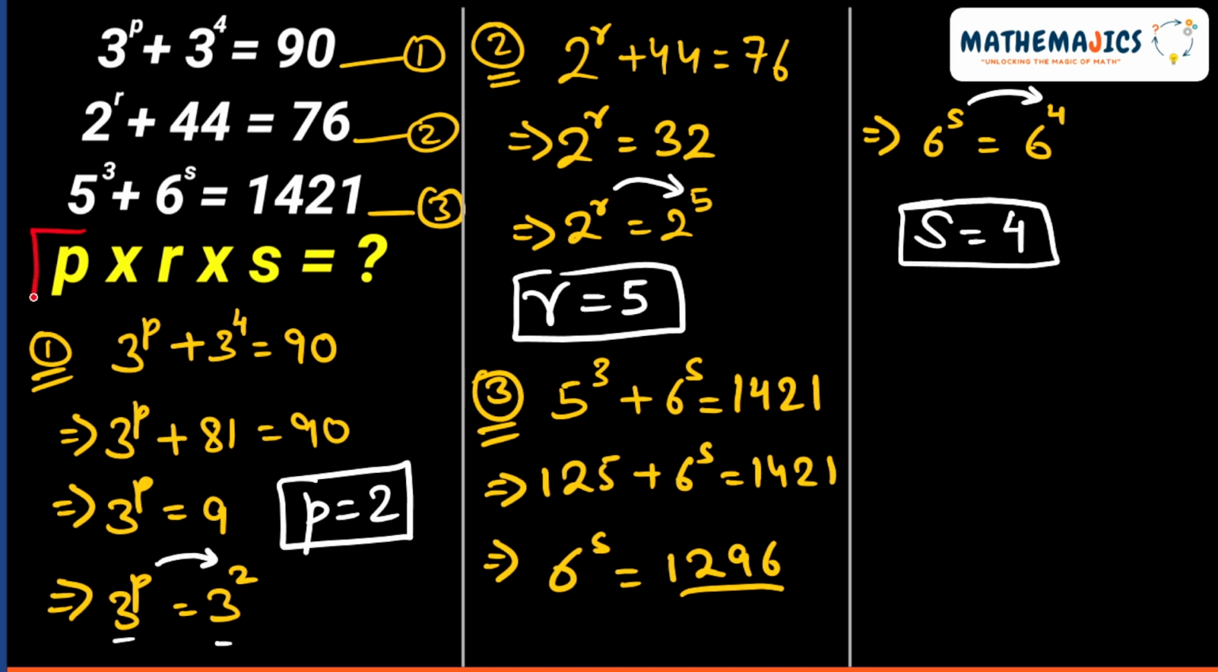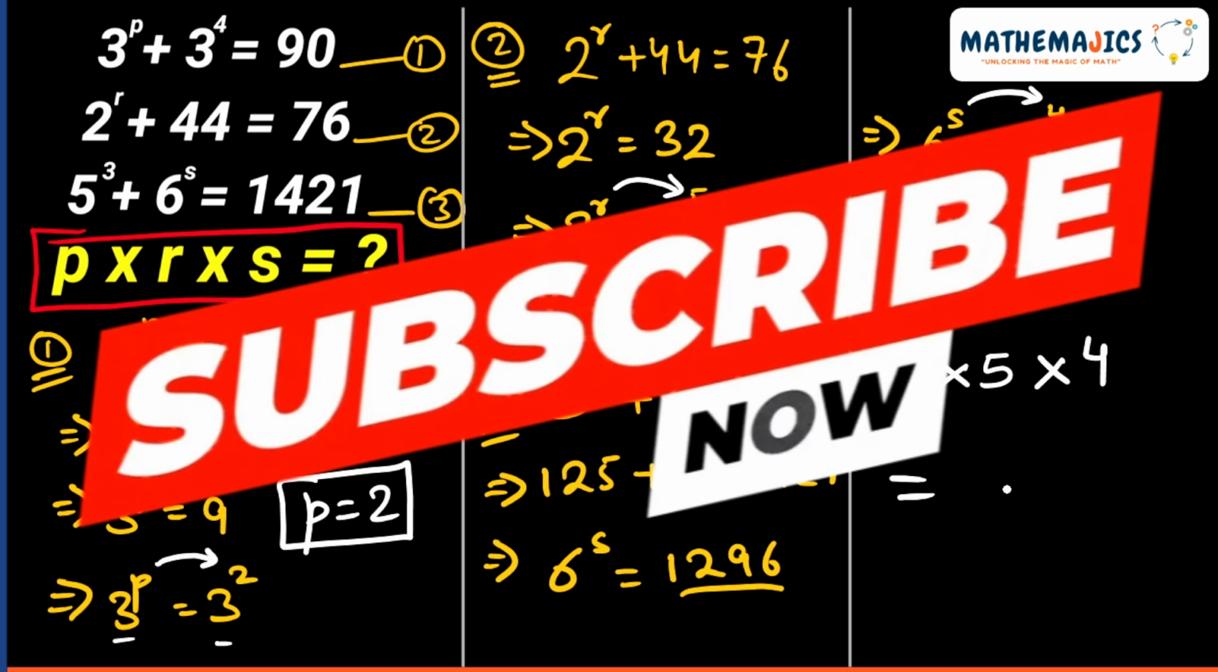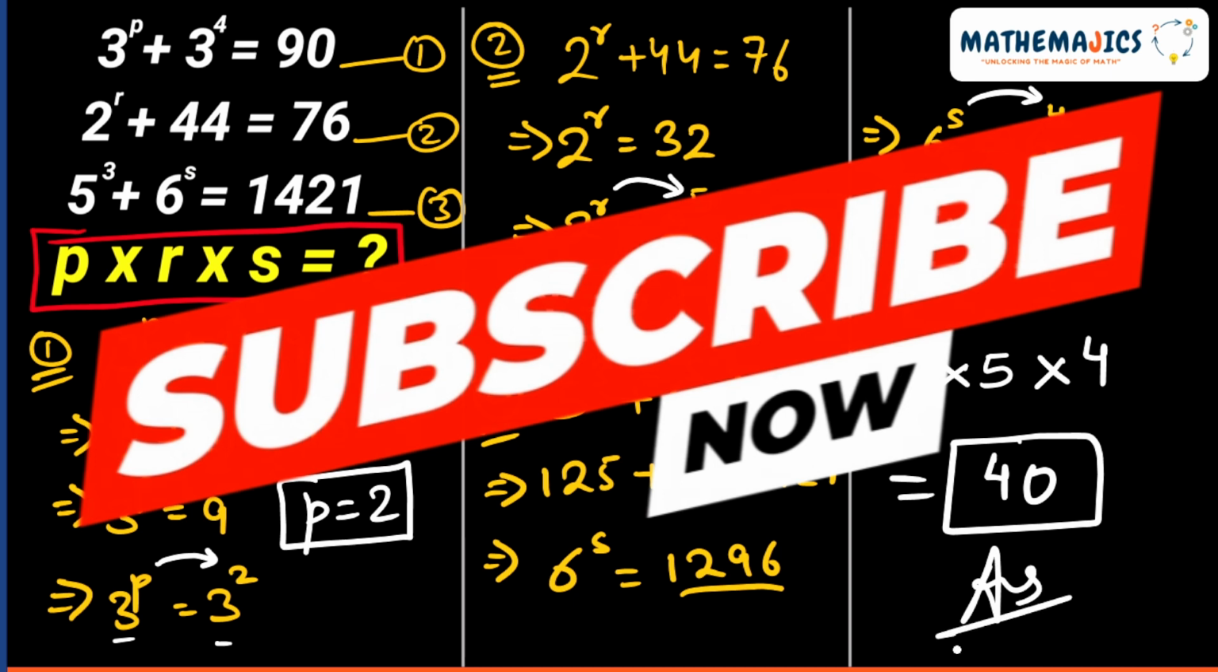Now we need to find the value of P times R times S. So let's find it out. P is 2, R is 5 times S. S is 4. So this gives us 40. So the final answer for P times R times S is 40. This will be our final answer.